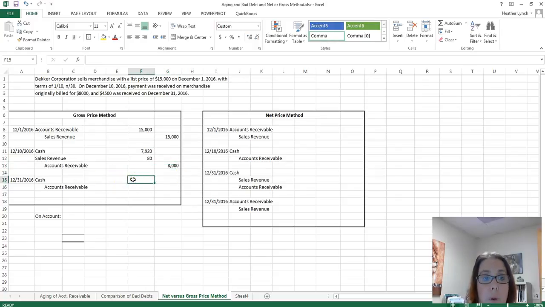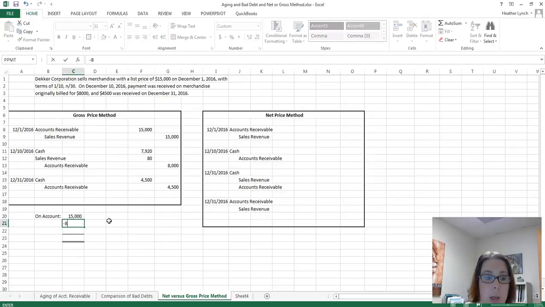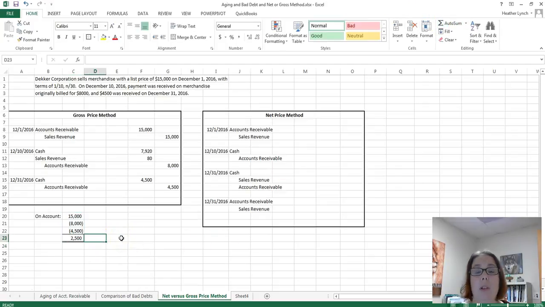Then they paid $4,500 on December 31st. They are past that 1%, 10 day period, so they will be sending us a check for $4,500. I thought I would be helpful, especially when we get to the next method. We originally billed them for $15,000. We received $8,000, and then we received $4,500. So we have a balance of $2,500 that's open.